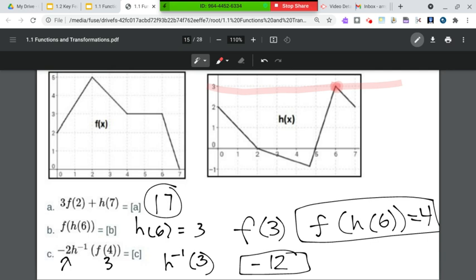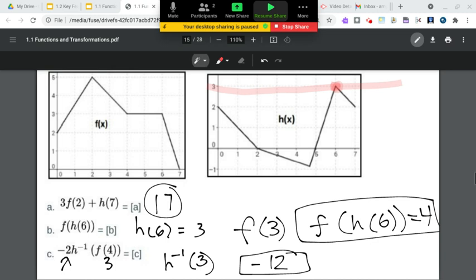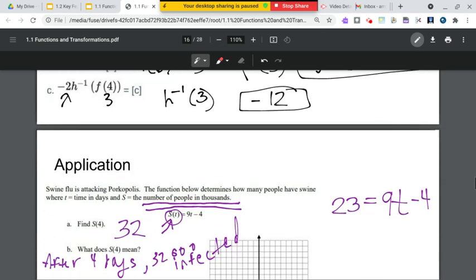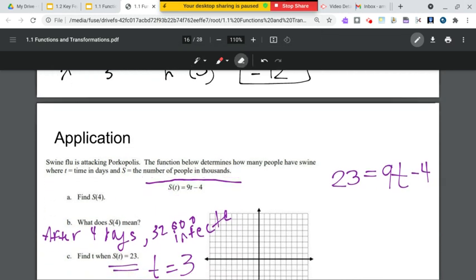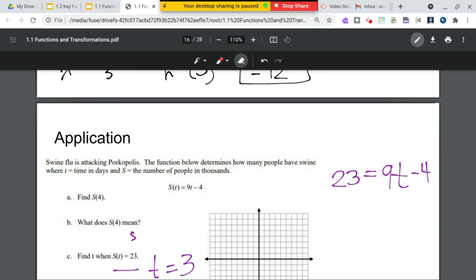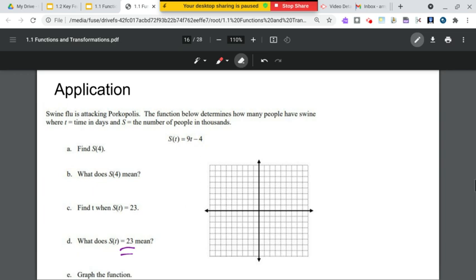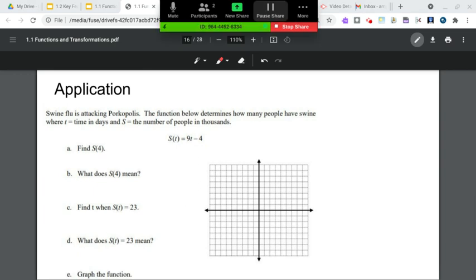How did you feel with that, evaluating functions from a graph? Do you feel okay with that? Yeah. Okay, excellent. All right, let's look at a quick application piece to functions. Let's throw in a little real world aspect to it, just so you understand how you can see them in the real world.